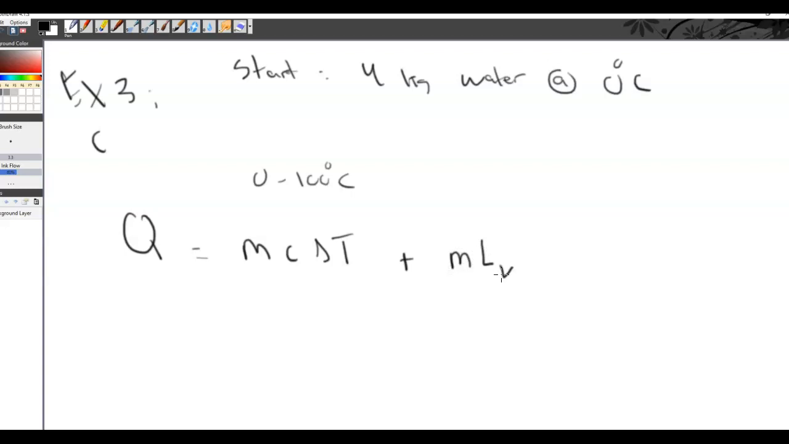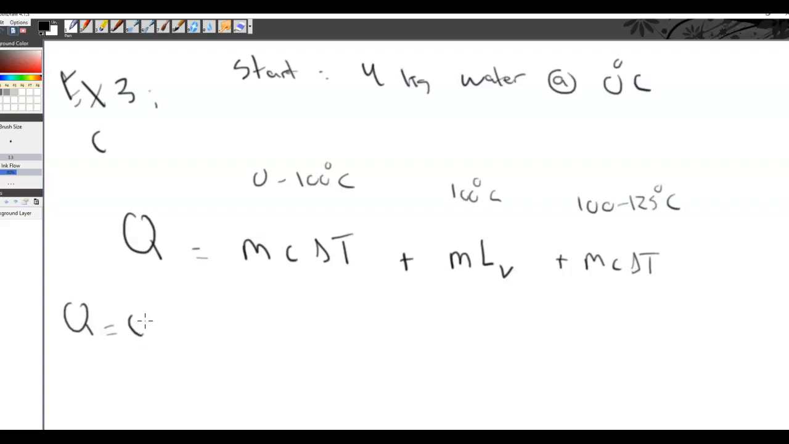Once we're finished with this phase change, what do we have left? We have 4 kilograms of steam sitting at 100 degrees Celsius. Okay, so this whole time it's staying at 100 degrees Celsius. Well, we want to end up with steam at, I believe, 125 degrees Celsius. And so the last step is we're going to do another m c delta T, and we're going to temperature change the steam now up to 125 degrees Celsius. Okay, so you always do these heat problems in stages.